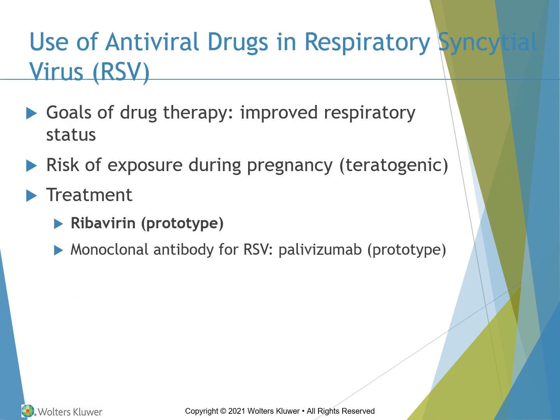Okay, so I would like to now move on into ribavirin, which is the prototype for RSV or respiratory syncytial virus. Guys, the goal of these therapies is to improve respiratory status. RSV is a very contagious virus among children. For the adult, it could be manifested as a common cold, but for children, it is actually one of the main causes of pneumonia and bronchiolitis. So of course, we want to improve the respiratory status, right, of children.